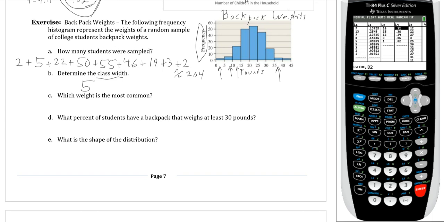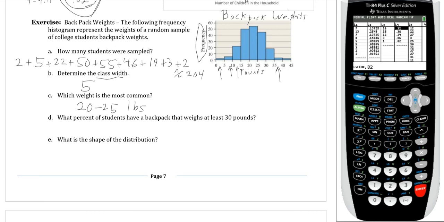The most common weight I see here, I don't have a singular weight, but I have a class of weights. I have between 20 and 25. So 20 to 25. It doesn't really say pounds or grams. I'm going to assume pounds, though.